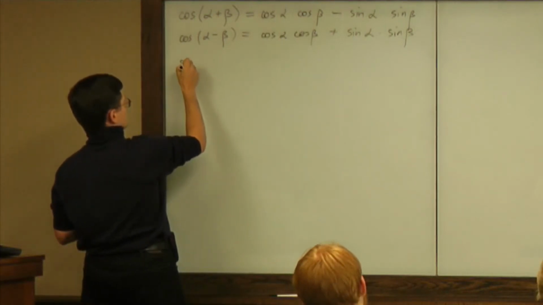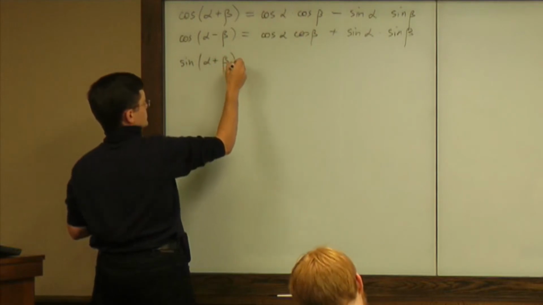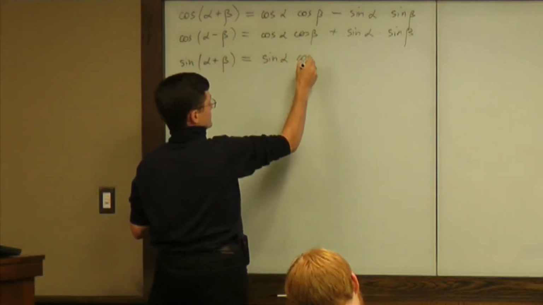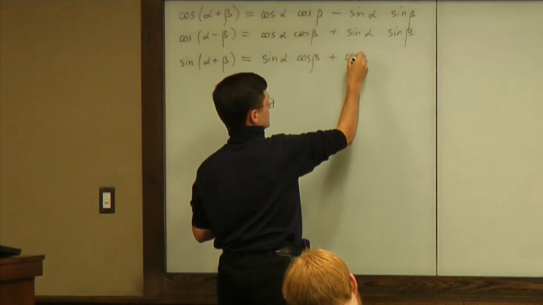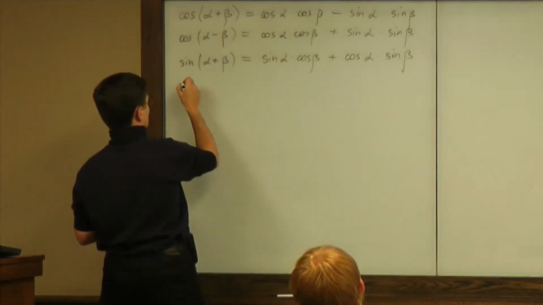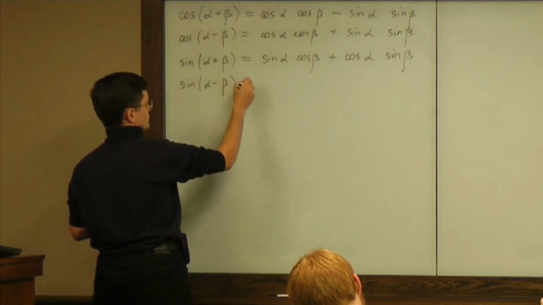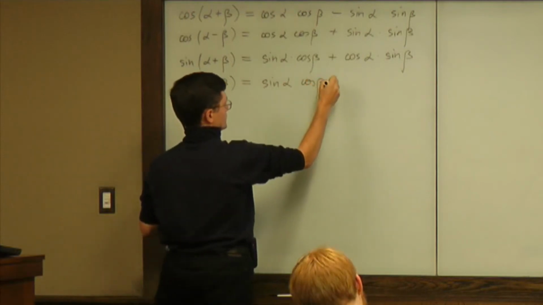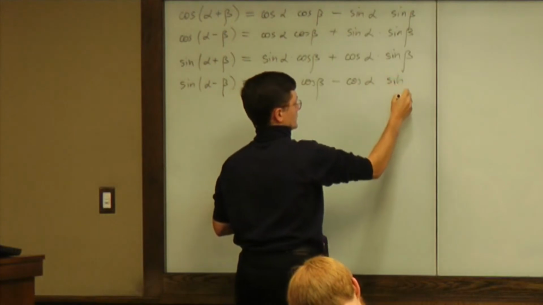And also for the sine function, the sine of the sum is sine alpha times cosine beta plus cosine alpha times sine beta. And for the sine of the difference, it's sine alpha cosine beta minus cosine alpha sine beta.